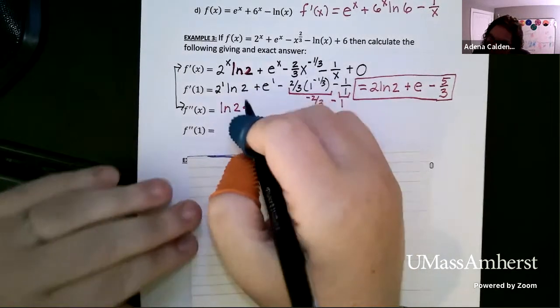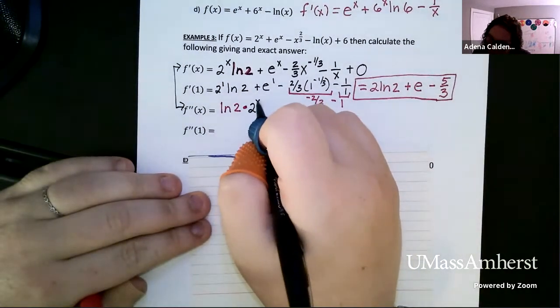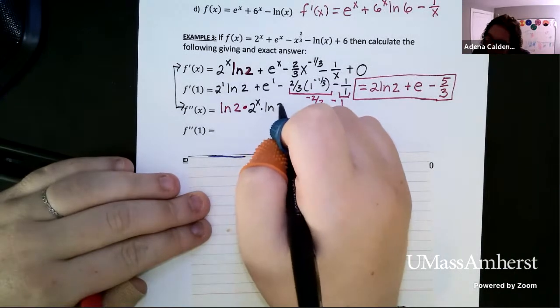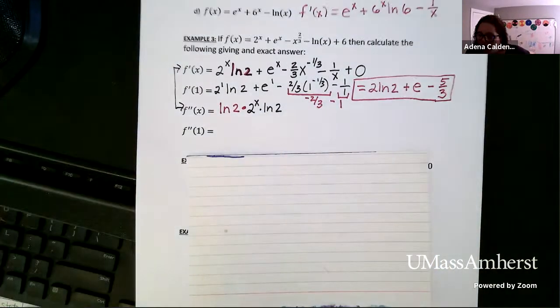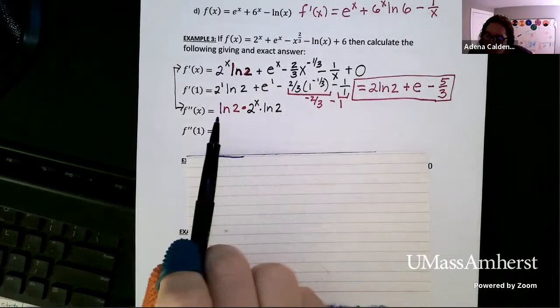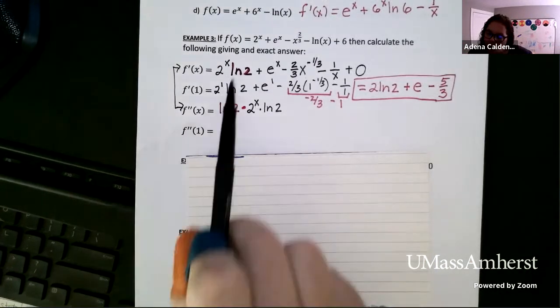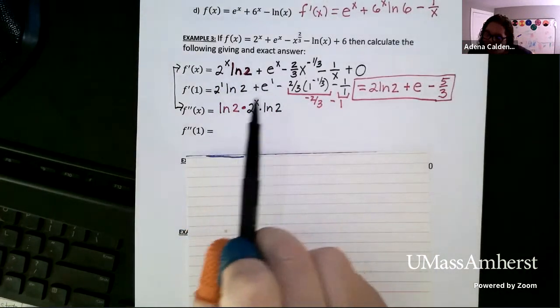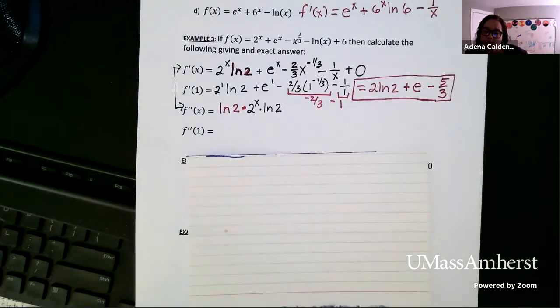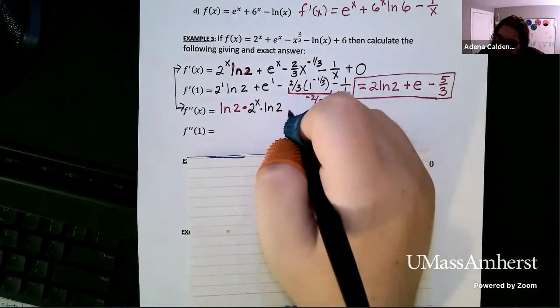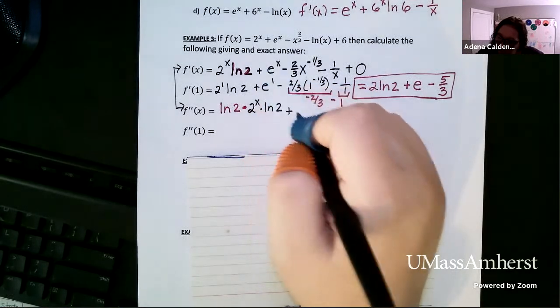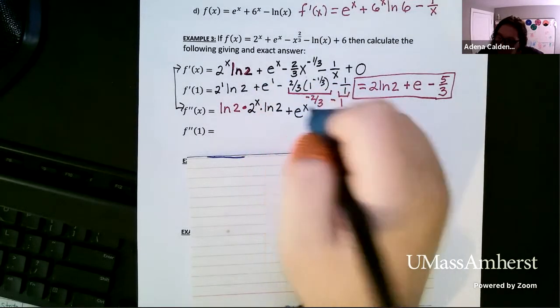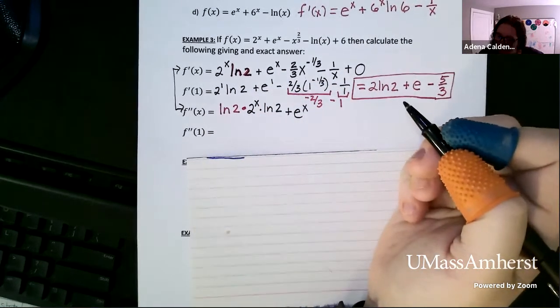Well, the derivative of 2 to the x is 2 to the x times the natural log of the base. So I actually end up with 2 natural log of 2's, one from the constant multiple and one from taking the derivative of 2 to the x. Okay, it's a little weird. Now, the derivative of e to the x is just e to the x, doesn't change.